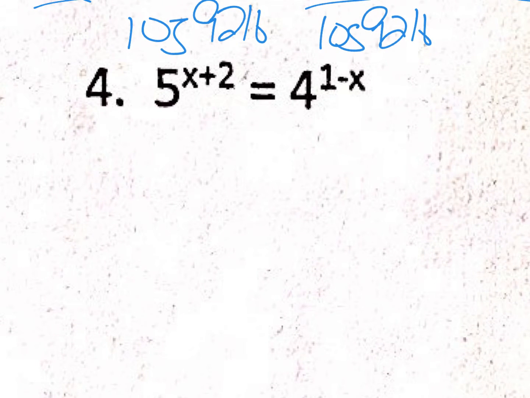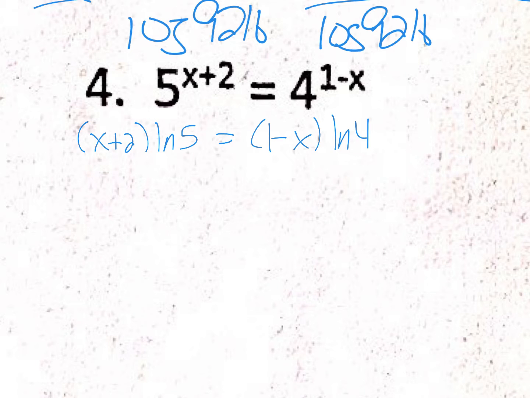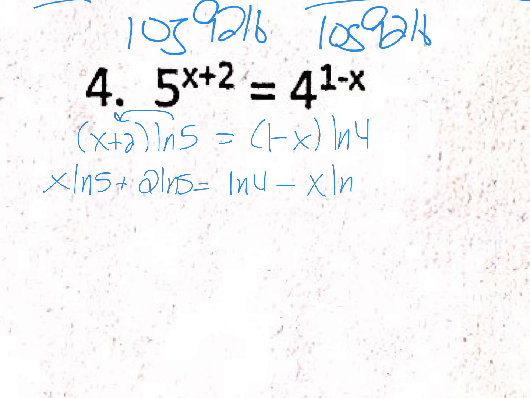Number 4 might be the longest one we have on the front page because the exponents are so big. Exponents go in the front. And I'm going to use ln this time just to keep it fewer letters. 1 minus x is natural log 4. There are 2 keys to this problem. The first key is, just remember, on this next step, you need to distribute. So I'm going to take the natural log 5 times both things in there: x times natural log 5 and 2 times natural log 5. Over here, 1 times natural log 4 minus x times natural log 4.